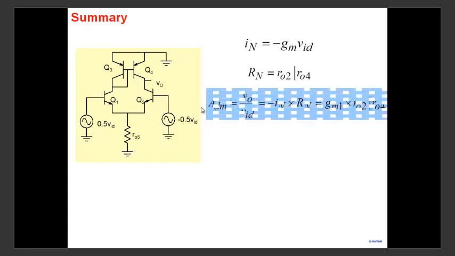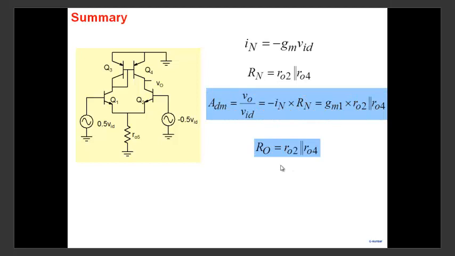IN, RN, of course, all of these we found. ADM is GM1 times R02 parallel R04. R0 is here. ACM, I've left it blank. CMRR, I've left it blank. We can't calculate ACM, and then obviously we can't calculate CMRR as well, because we don't have an expression. All that we can say is that ACM is small and CMRR is high. That's all we can say at this particular stage.